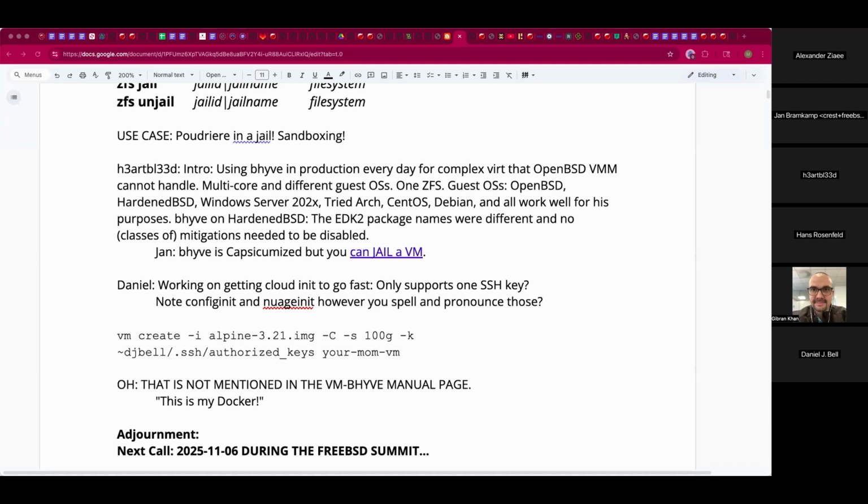Yeah, I think this is hard coded to handle only one. This might be a bug in vm-bhyve. It's not actually a bug in whatever vm-bhyve is running. Yeah. Okay. All right. So I have to figure out what it's doing.